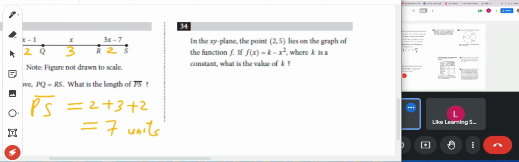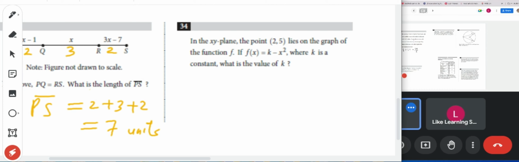Okay. In the xy plane, the point (2, 5) lies on the graph of the function f(x) = k minus x squared, where k is a constant. What is the value of k? So if x is equal to k minus x squared, and x is equal to... wait, you know the x in f(x) would be 2?